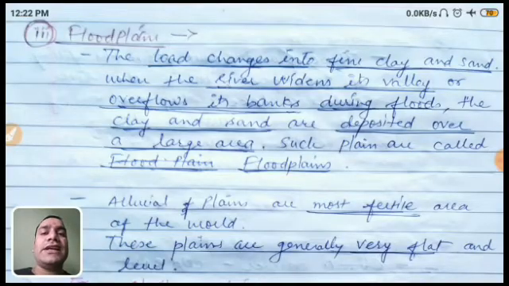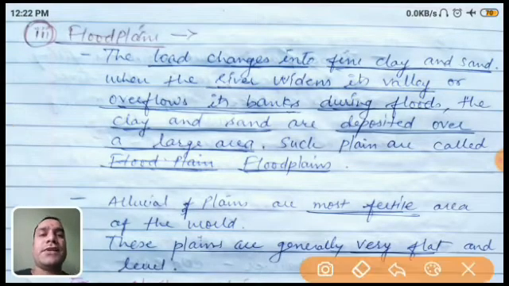Now the third one is the floodplain. Now floodplain, what is it? By the name we can understand it. The flood, when the river is flooded at the time of monsoon, a large amount of silt, clay, dust, and particles of soil collect with it and form a plain. This type of plain is called the floodplain.